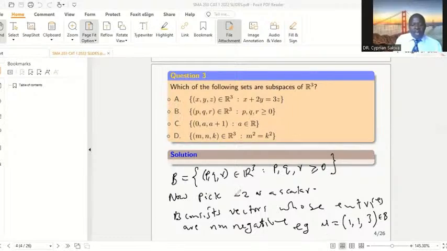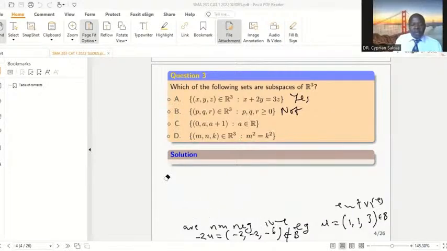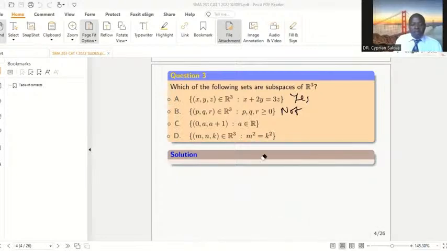So I've now picked a negative scalar, negative 2, and I want to get this -2U. I want to see what I get. -2U will be -2, -2, -6. And you can see that this is not in B, because the entries are negative. So this result here is not in B, and therefore B here is not closed under scalar multiplication. And so therefore B here is not a subspace. This one is a subspace. What about C? Let me just take a space and see whether C is a subspace or not. And if it's not, I just give one example to show that one of the conditions is not met.